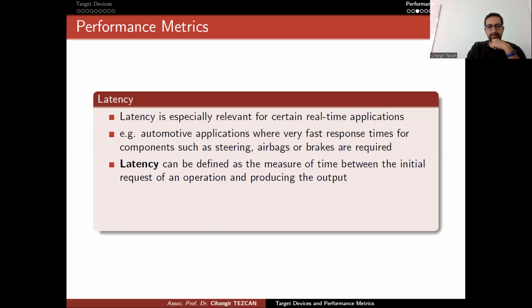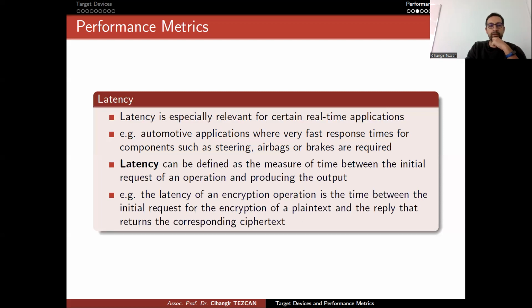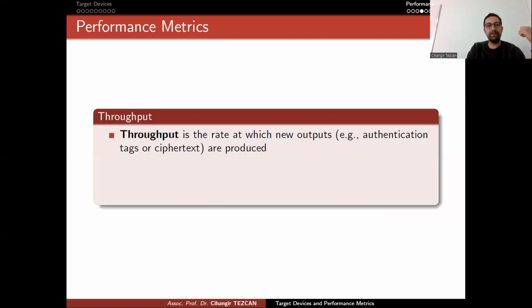I think here it explains in a better way. Latency can be defined as the measure of time between the initial request of an operation and producing the output, right? So for example, the latency of an encryption operation is the time between the initial request for the encryption of a plain text and the reply that returns the corresponding ciphertext. This is what I was trying to explain, actually. So throughput is somewhat different. Throughput is how big an amount of data you can transfer in a second in an encrypted way.